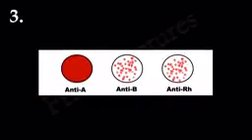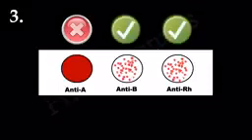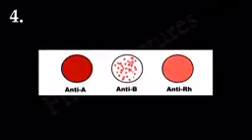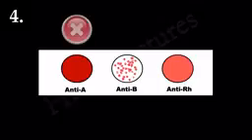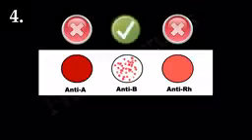Here, no agglutination in anti-A circle. So, antigen A is absent. B and RH antigens are present since agglutination is observed in anti-B and anti-RH circles. So, blood group will be B positive. Here, antigen A and Rh antigens are absent since there is no agglutination in anti-A and anti-Rh circles. Agglutination in anti-B circle indicates presence of B antigen. So, blood group is B negative.